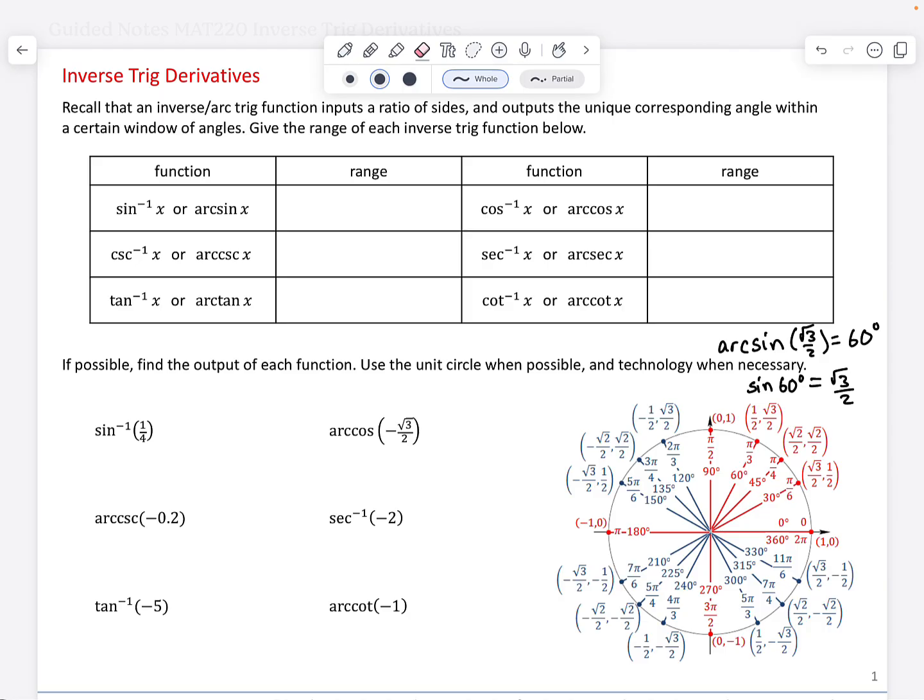To ensure that we get a unique angle back when you use an inverse trig function, we must limit the range of angles allowed. For arc sine, that range will be, in radians, from negative pi halves to pi halves, or in degrees, negative 90 degrees to 90 degrees. That sweeps out this portion of the unit circle, so including quadrants 4 and 1.